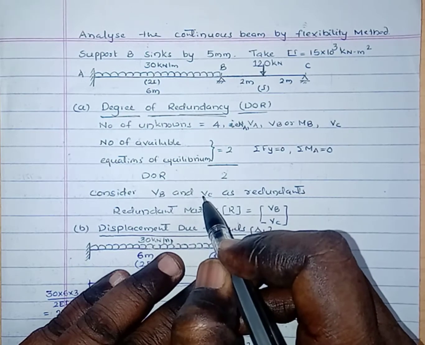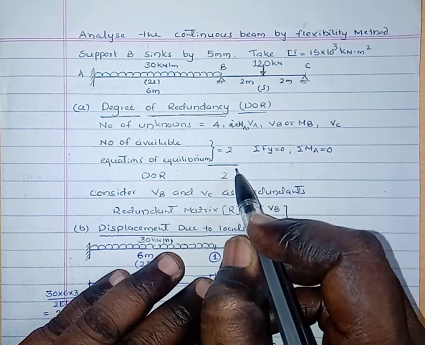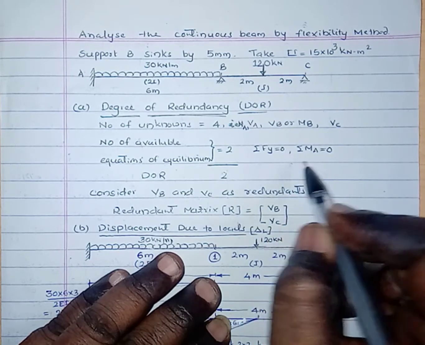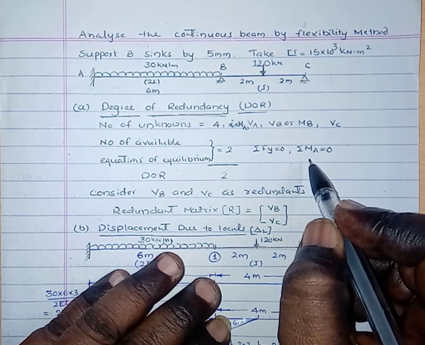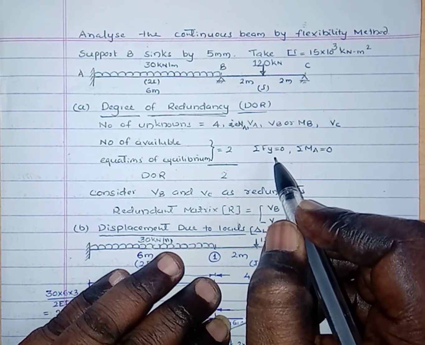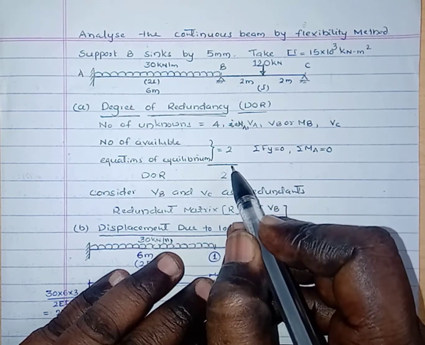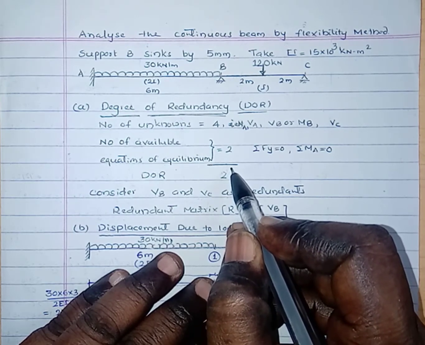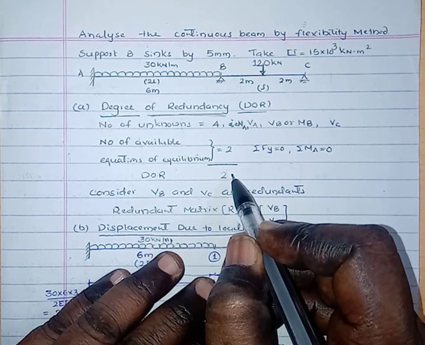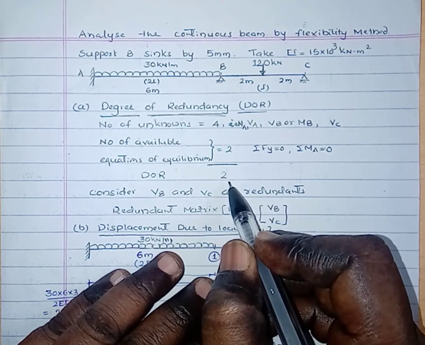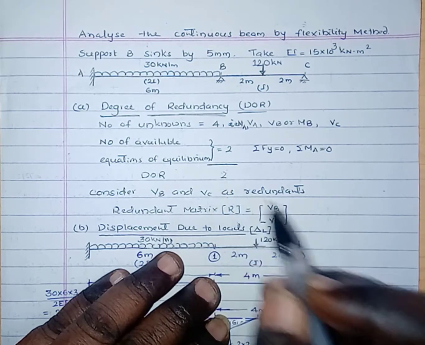The number of available equations of equilibrium are: one is summation of Fy equals 0, and another one is summation of MA equals 0. We have not considered summation of Fx equals 0 since it is not subjected to any horizontal loads. Hence, the degree of redundancy is number of unknowns minus number of available equations of equilibrium. That is 4 minus 2. Hence, degree of redundancy is 2.